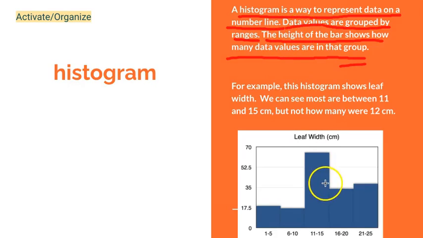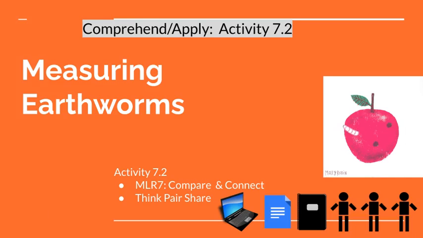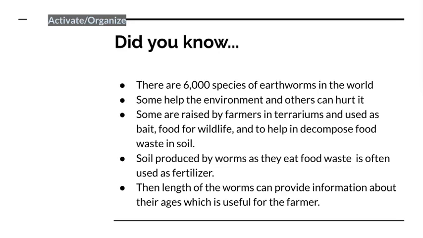So you can see histograms are kind of like dot plots compressed together. Instead of making this massively long dot plot, you could instead make a histogram that would give you more general information to go through. Okay? All right, let's talk about some earthworms.